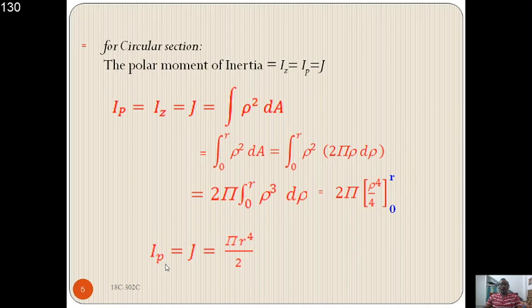Then the polar moment of inertia of a solid circular section is pi r to the power of 4 by 2. This can also be written in terms of the diameter, then it would be pi d to the power of 4 by 32. So this is the derivation of the polar moment of inertia of a circular section.